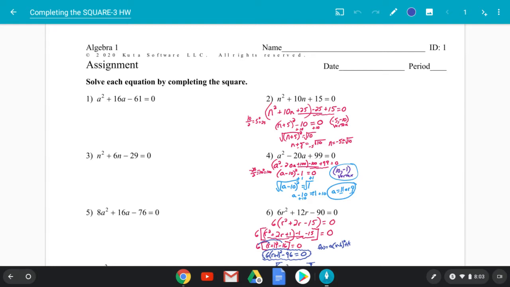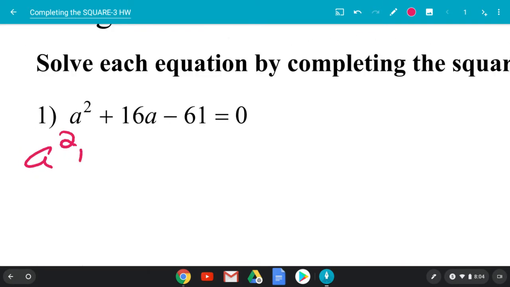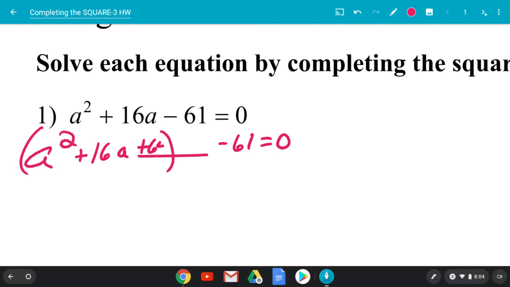complete the square. I'm going to have a squared plus 16a, leave a space, minus 61 equals 0. 16 divided by 2 is 8. 8 squared is 64, so I'm going to add 64 and subtract 64. I can quickly factor this because it's a perfect square trinomial to be a plus 8.